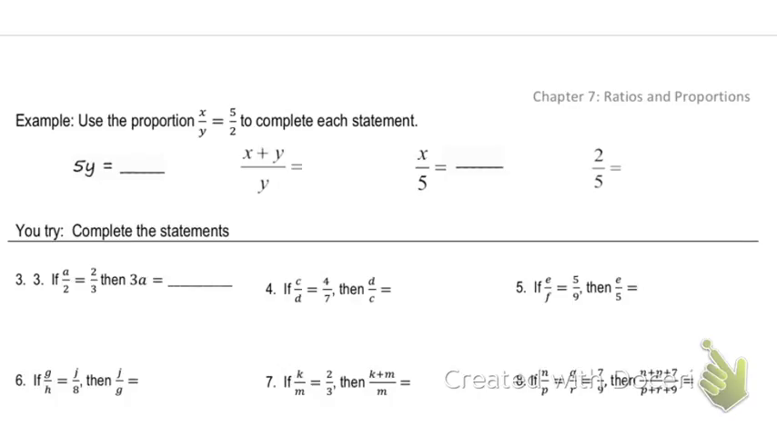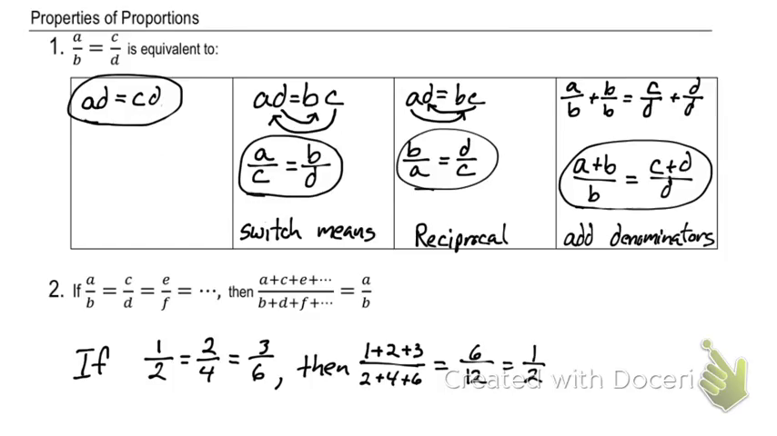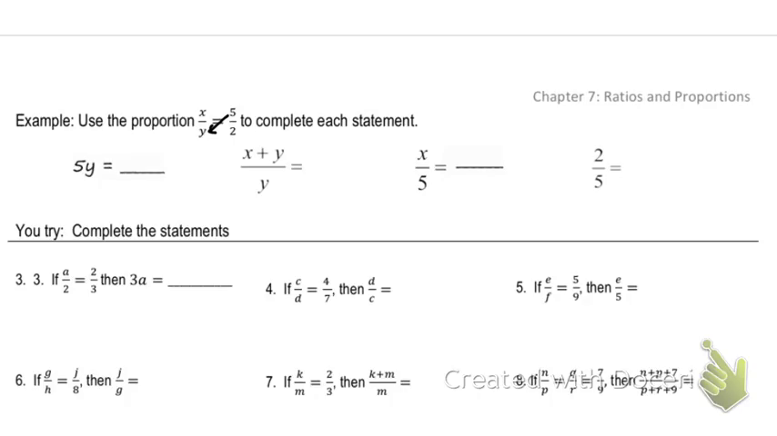All right, the next part. Example, use proportions to solve these statements. So this first statement says, well, 5 times y. So what we're doing really is just taking that 5 times that y. So we must be doing our means extremes one, or our cross multiplication. So if I'm using 5 times y, then that's going to be the same thing as 2 times x. The other cross multiplication. So this starting out phrase is just going to tell you which one to look at to see how to finish the other side.